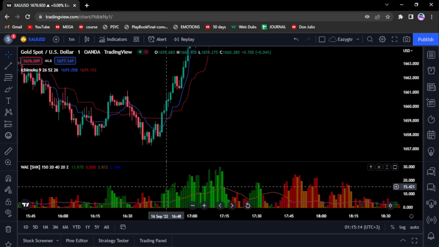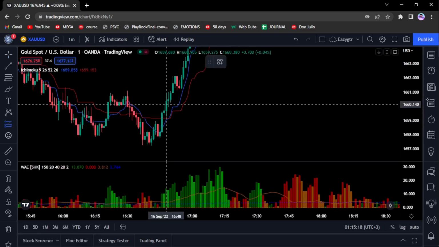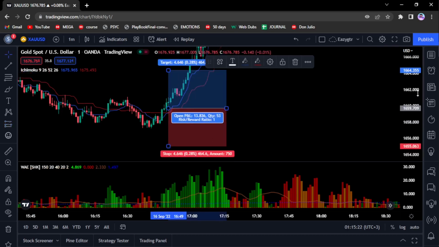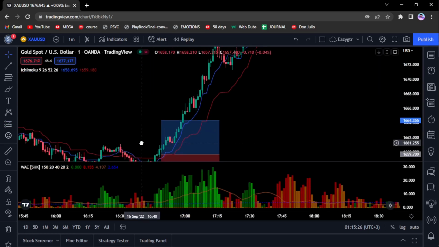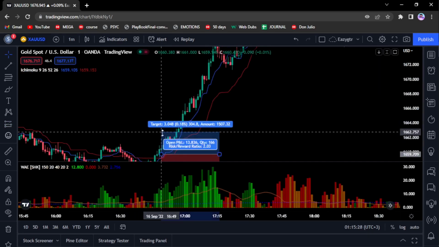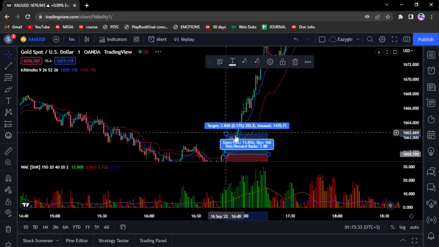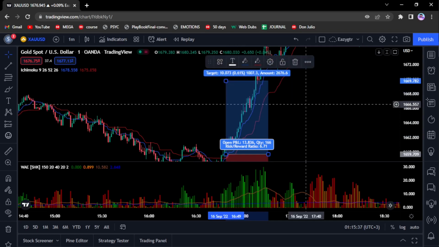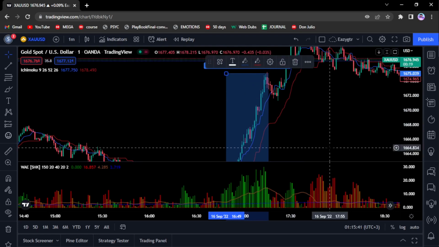Okay, so we have an explosion, crossover, execution. It can't get any simpler, guys. Take your first profit at a 1-to-1, at a 1-to-2. Leave half your positions, or close 80%, leave 20% running. You could have rolled out this whole move.